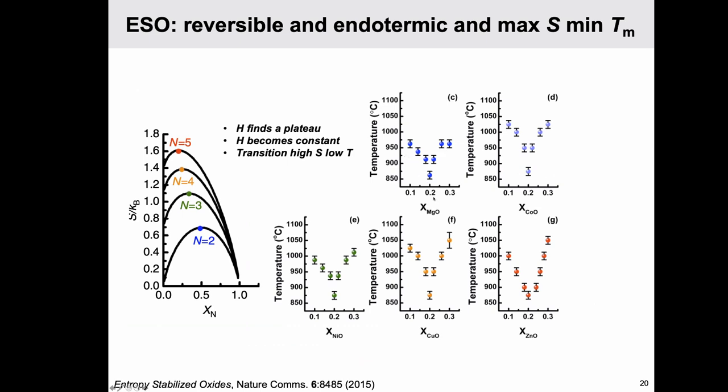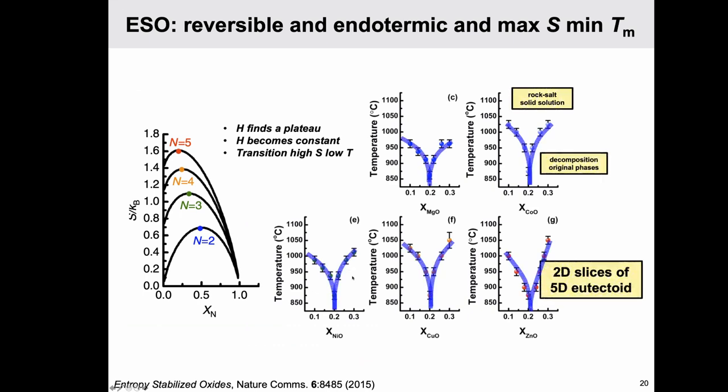This is valid for MgO, cobalt oxide, nickel oxide, copper oxide and zinc oxide. So you see that there are these V shapes. These V shapes are pretty much a eutectoid in the five-dimensional space of the phase diagram. And these pictures, these five V's, are really five two-dimensional slices in a five-dimensional eutectoid.